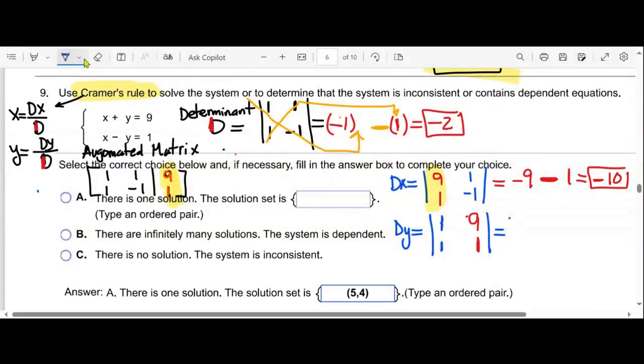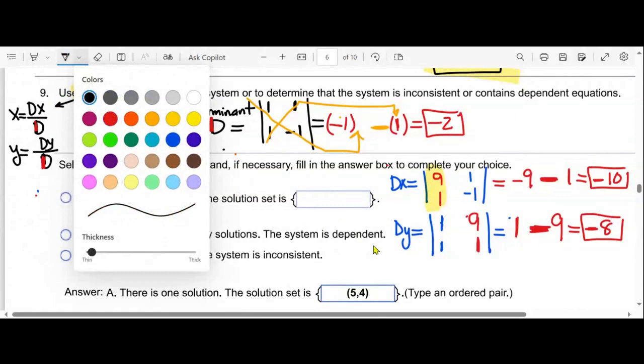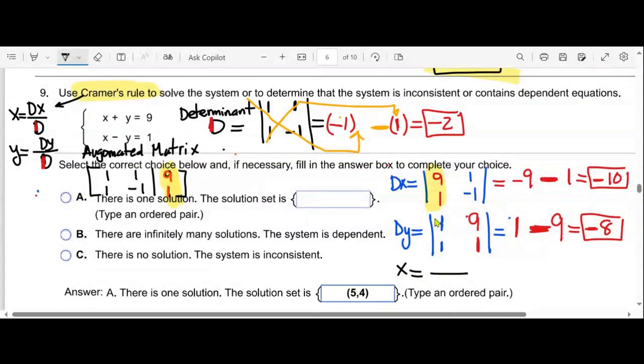Now, how are you going to get it? 1 times 1 is 1. 1 times 9 is 9. So the answer will give us minus 8. Now we're going to go for x. How much is x? It's dx over d. How much is dx? Minus 10, over minus 2.